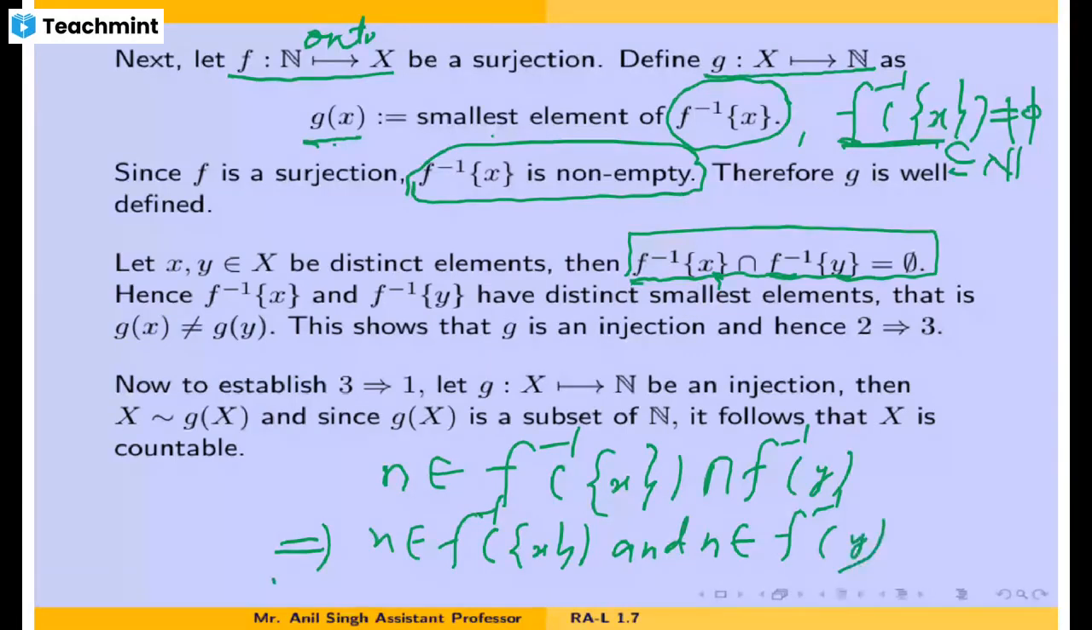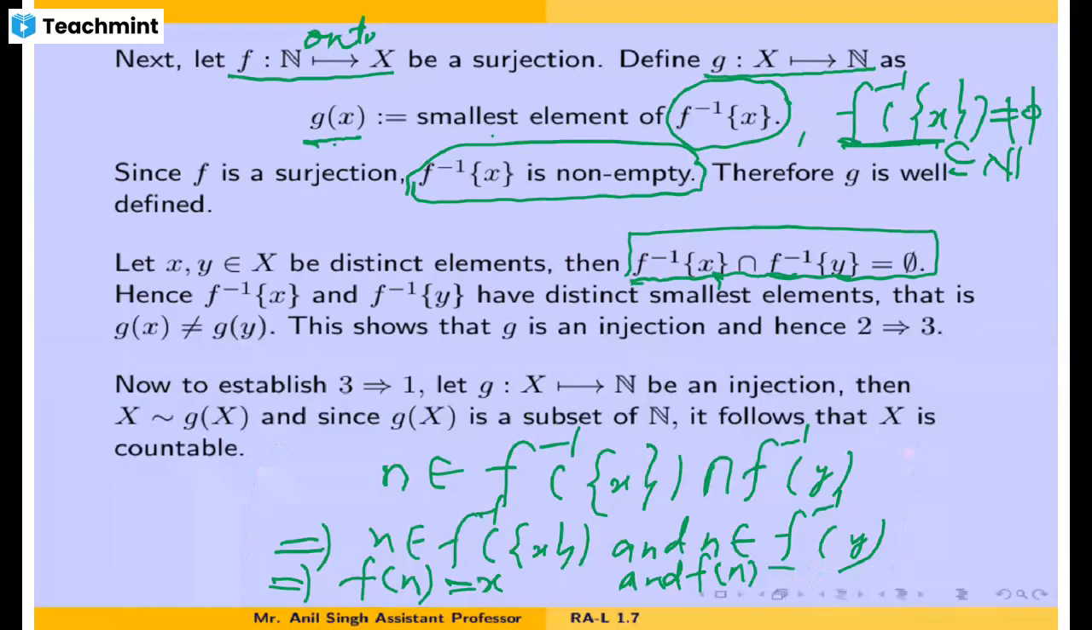Now by the definition of inverse image, this implies that the image of n under f has to be x, because n is an element of this set. And similarly, n belongs to the pre-image of y, so f of n is y. If x and y are distinct, then n is going to have two images, which is against the definition of a function, because every element has a unique image. So this gives a contradiction, and hence the intersection of the pre-images of x and y under f has to be empty.